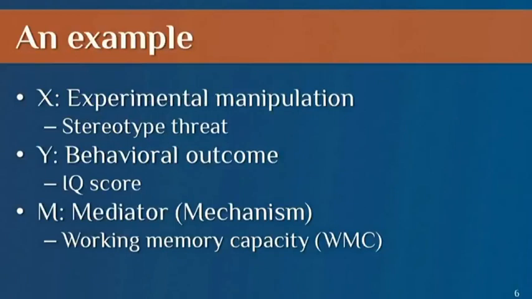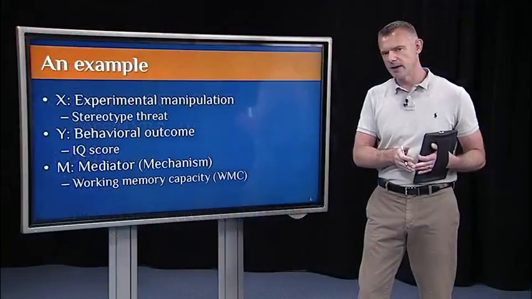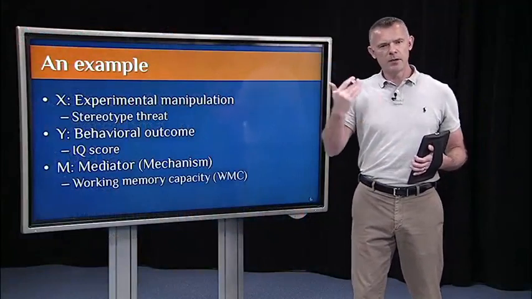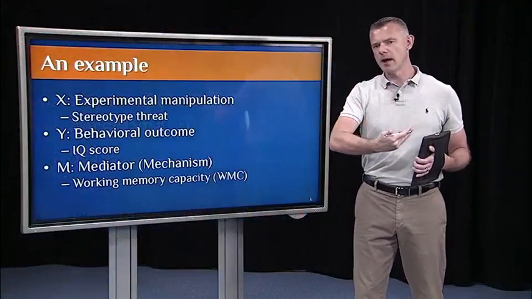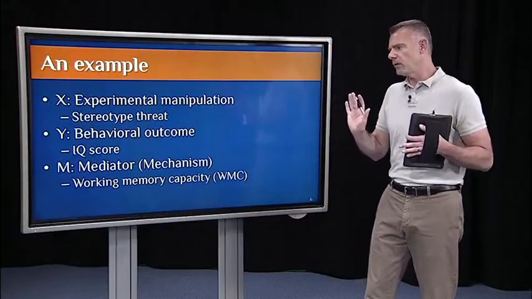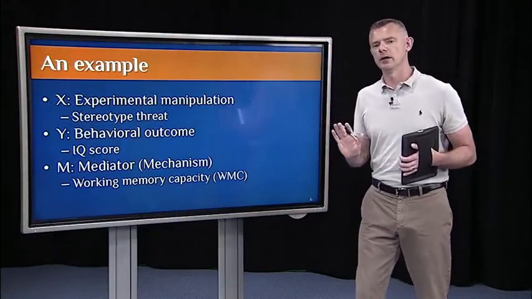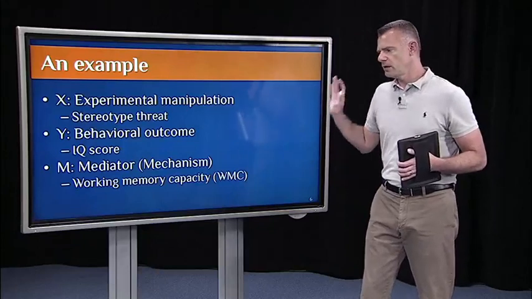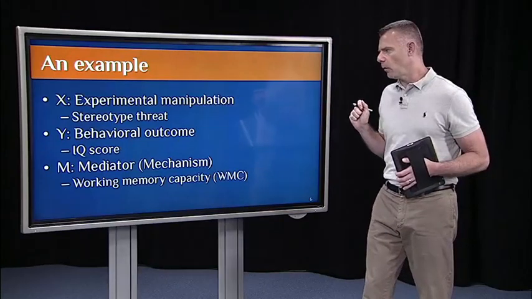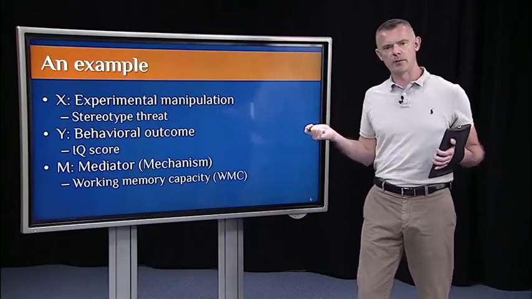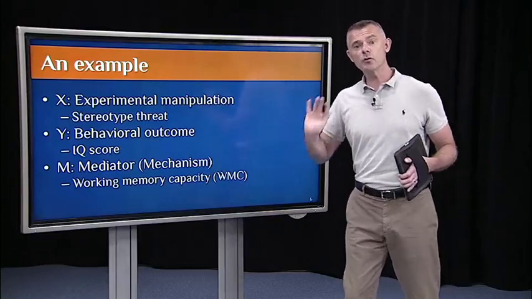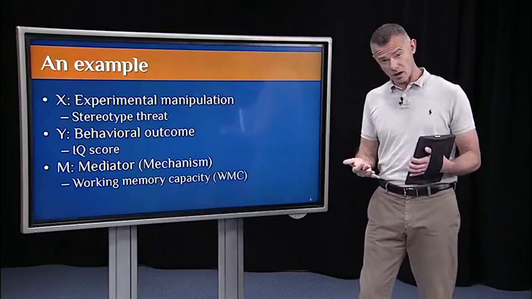So in the last lecture we looked at working memory capacity as a moderator under the hypothesis that people with greater working memory capacity might be able to withstand or buffer themselves from the effect of stereotype threat. This is a very different kind of hypothesis. Now we're saying, well, why does stereotype threat influence IQ? What is the mechanism through which that threat manipulation works?